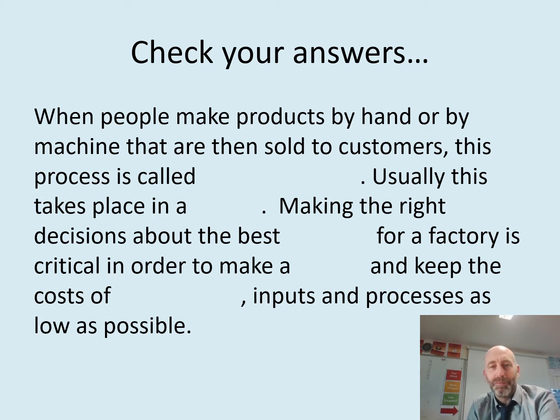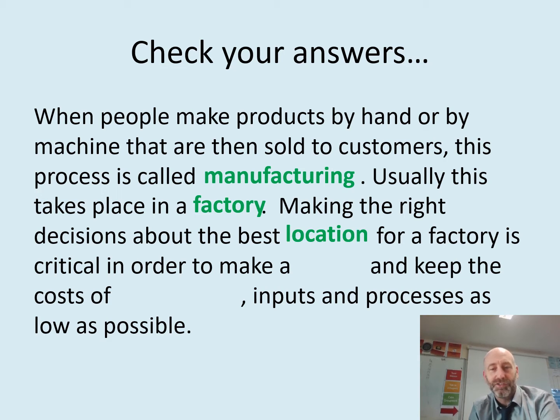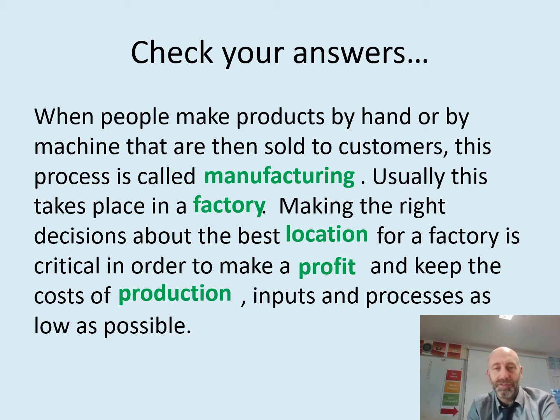When people make products by hand or by machine that are then sold to customers, this process is called manufacturing. Usually this takes place in a factory. Making the right decisions about the best location for a factory is critical in order to make a profit and keep the costs of production, inputs and processes as low as possible. So just check your own answers, give them a tick, give yourself a little score out of 5. How did you do?